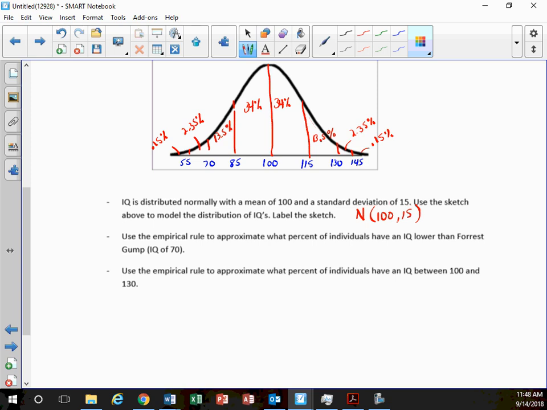All right, so I want you to now use what we've labeled along with the percentages we've talked about with the empirical rule to answer these 2 questions for me, okay?